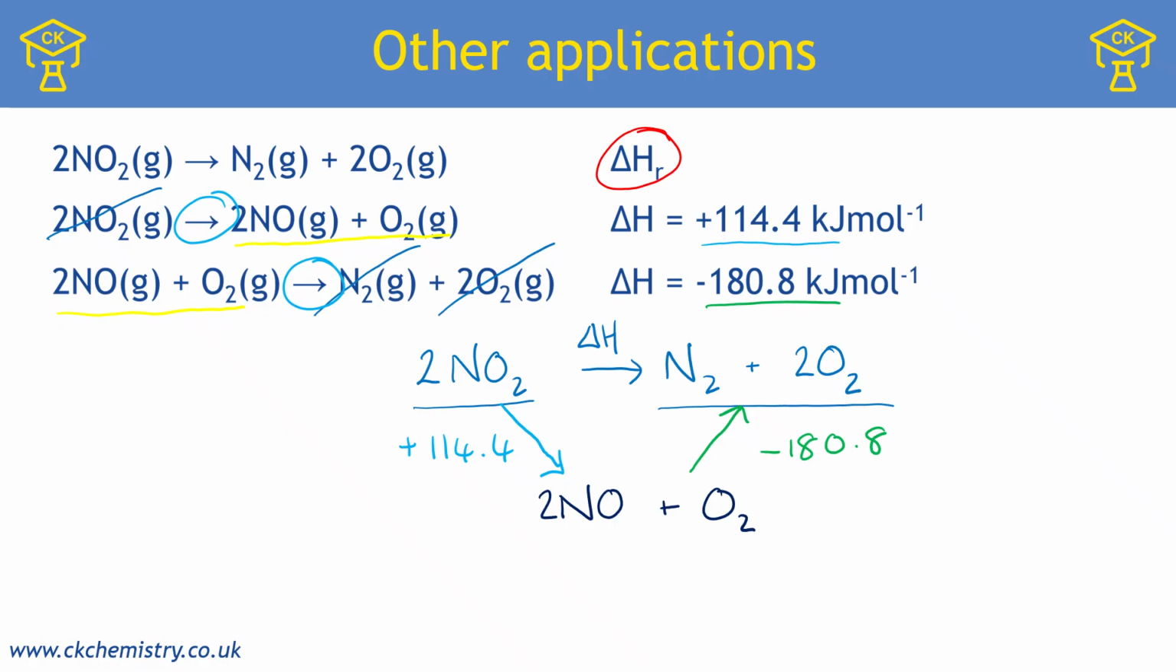So actually, this is a lovely little Hess cycle. We're just going from NO2 into NO and O2, and then to N2 and O2. I'm not changing the direction of either the blue or the green arrow. So delta H is just going to be plus 114.4 plus minus 180.8.